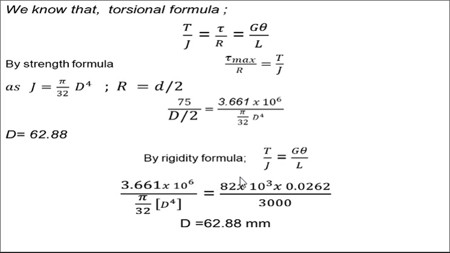By the rigidity formula, we know the formula T upon J is equal to G theta divided by L. Using the rigidity formula also we can determine the diameter of the shaft. So put all these values: torque, J polar moment of inertia, G the shear modulus, theta the angle of twist, and the length of the shaft. Once we put all these values here, we can easily determine the diameter of the shaft using the rigidity formula also. We get the same diameter as we determined with the strength formula. So you can use this formula and determine the diameter of the shaft. Okay, thank you very much.